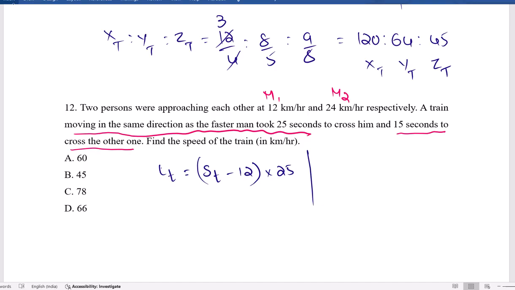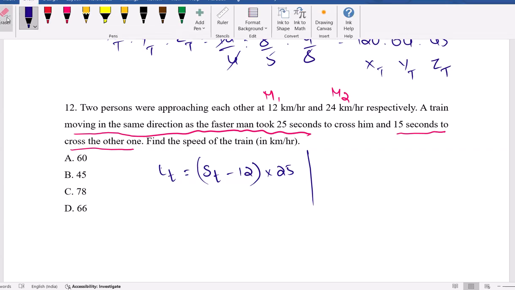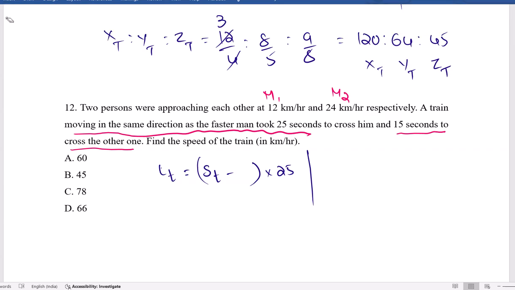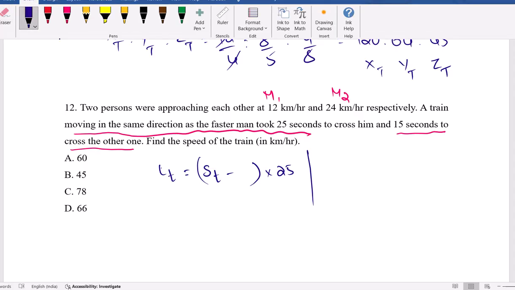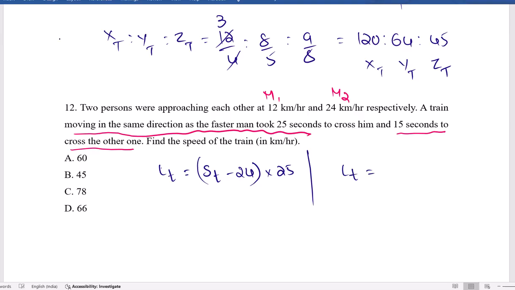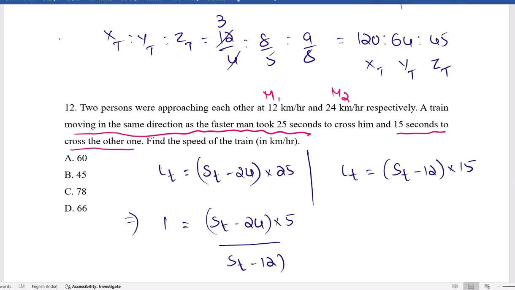A train moving in the same direction as the faster man took 25 seconds to cross him. Yeah, this is 24, faster man speed. Faster man means who is having more speed, right? Now, distance is same, length of the train only. Now slower man is taking 15 seconds. You want speed of the train, so you can divide these two equations. LT will get cancelled, right? So 1 equal to ST minus 24 into 5 divided by ST minus 12 into 3.